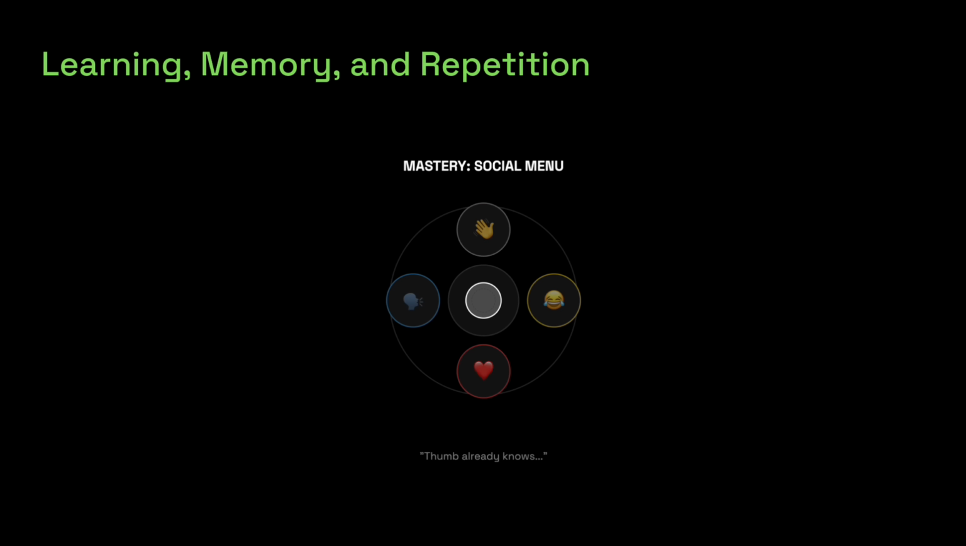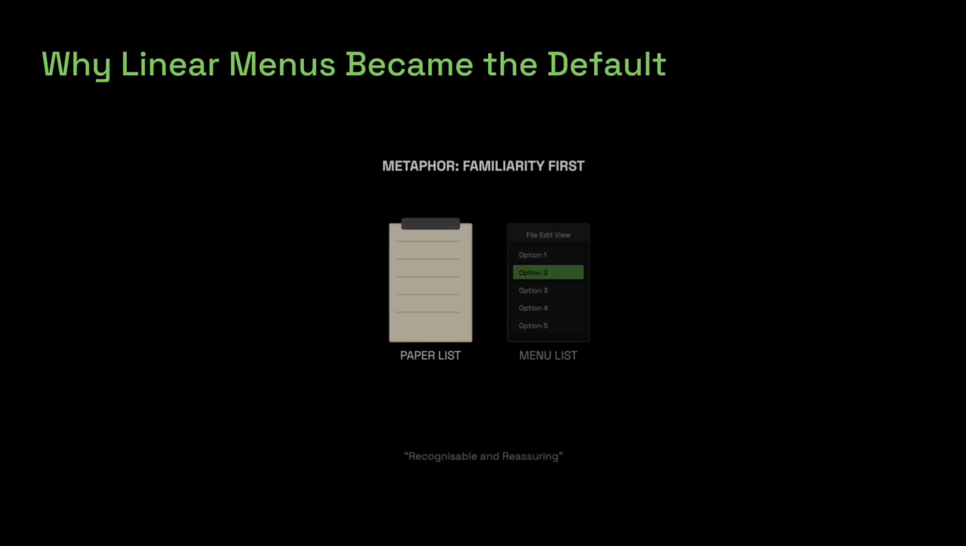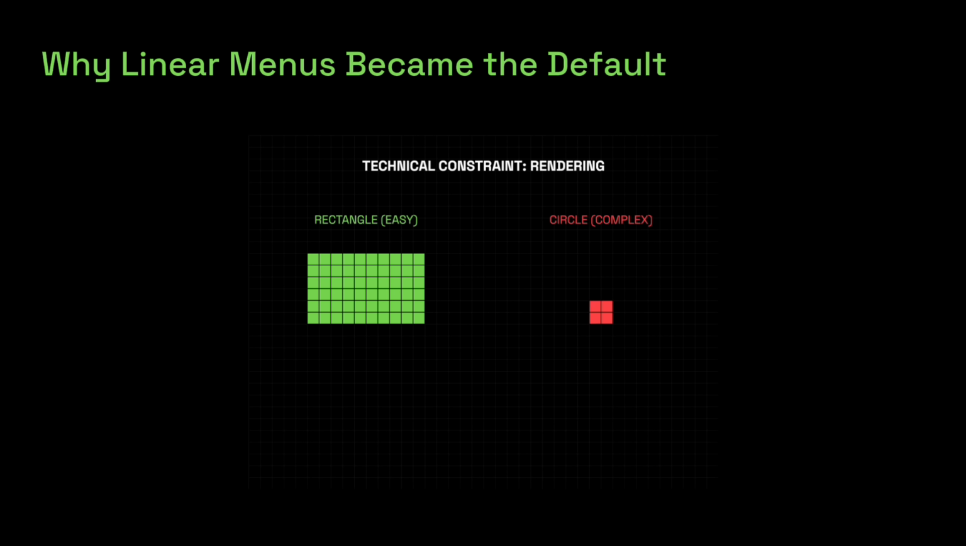So why did linear menus become the default? Linear menus dominate modern software not because they are always optimal, but because they aligned with the conditions under which graphical interfaces first emerged. Early systems prioritized familiarity. Office software borrowed heavily from paper metaphors, documents, folders, and lists. These forms were recognizable and reassuring, even if they were not always efficient. There were also technical reasons. Early hardware made rectangular layouts easier to render and manage than circular ones.